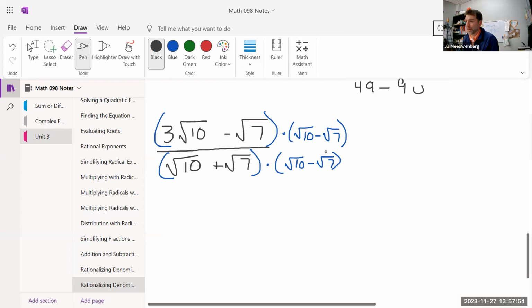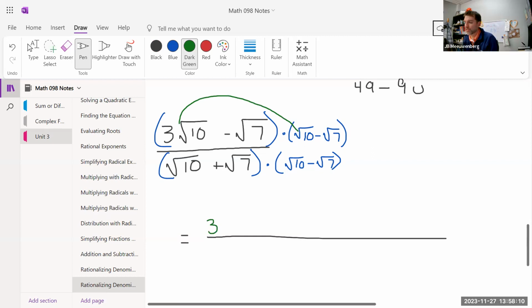So there's a lot going on here. I'm going to work this down here because this is going to be a big, messy fraction. I'm going to do all of my distribution. I don't want to skip any steps here. So let's start this times this. 3 radical 10 times radical 10 is 3 radical 100. Multiply the innards. Then let's distribute it all the way over here. So that's going to be minus 3 radical 70. 3 and then 10 times 7.